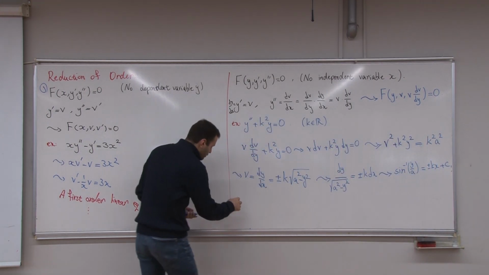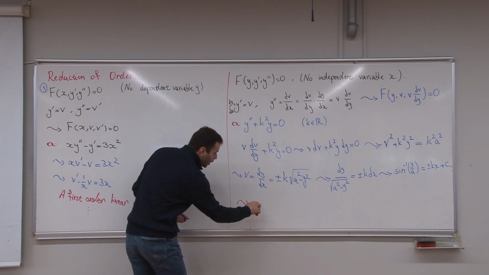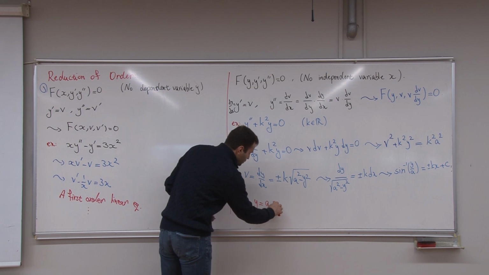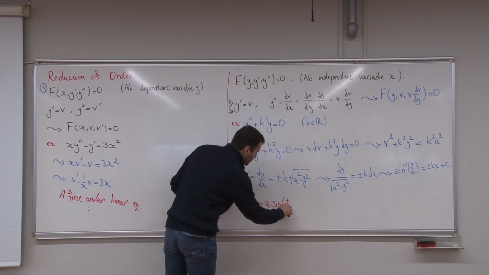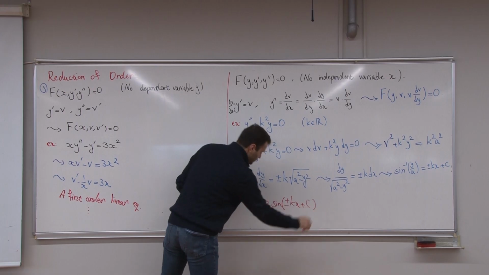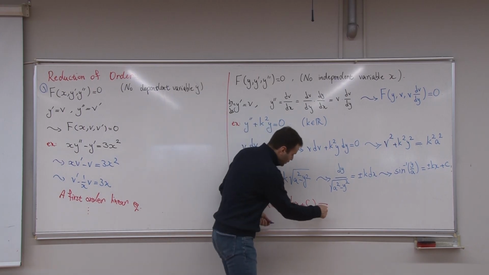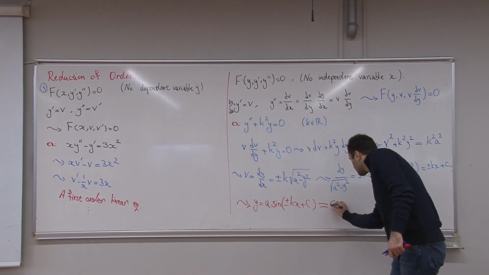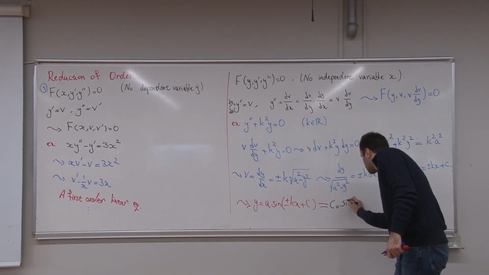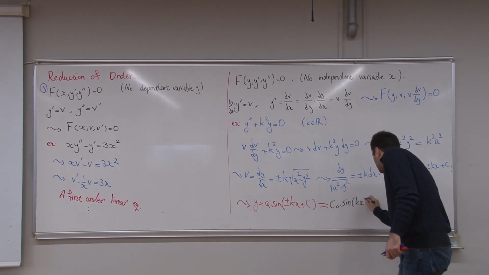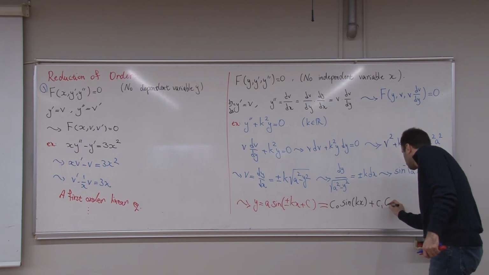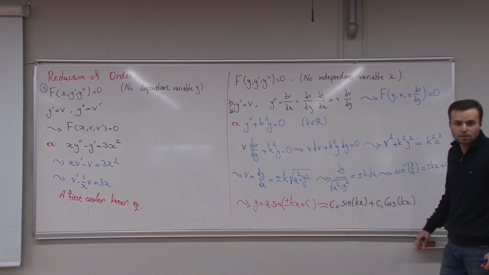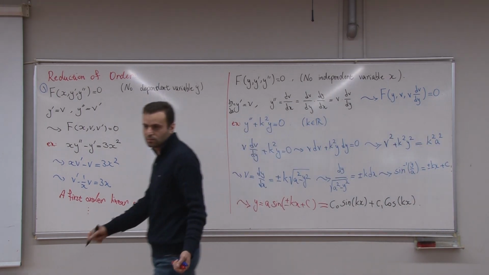So what can we write for our y? Our y is going to be a times sine of plus or minus kx plus c, which, as you have seen before, we can write in this form: c0 sine of kx plus c1 cosine of kx. Again, we are having the same solutions that we had found.